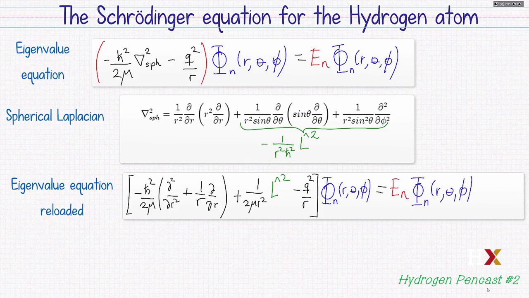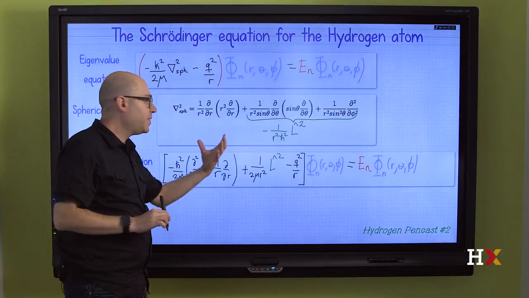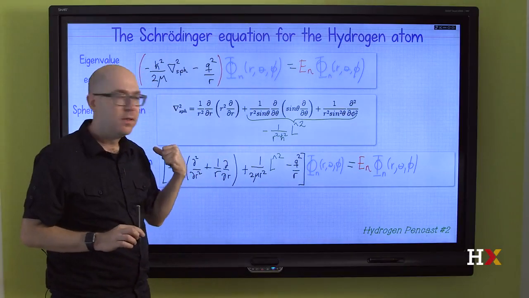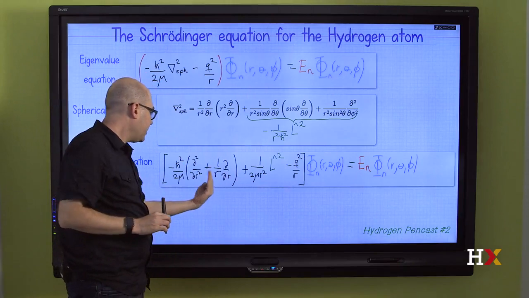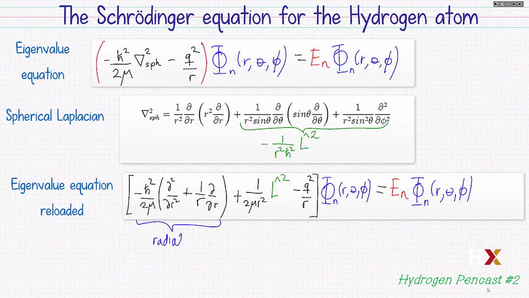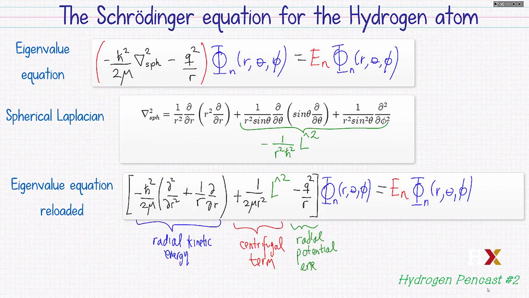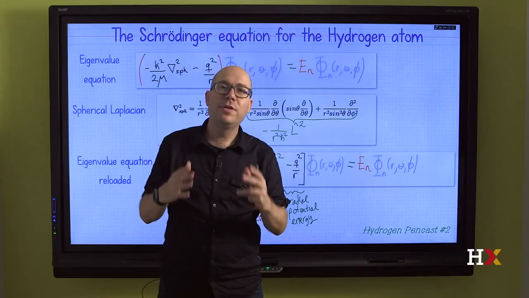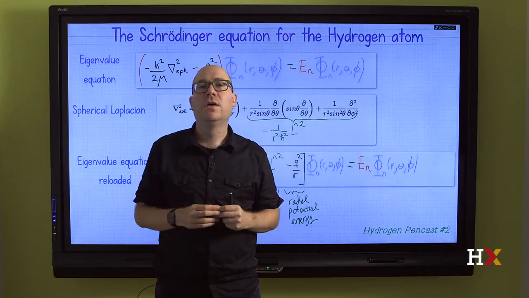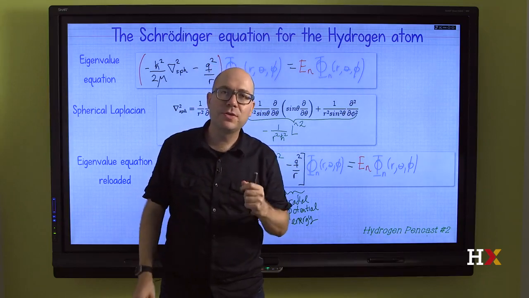And now we can actually think about the energy contribution of these different terms of the Hamiltonian. Here we have all these p's that will correspond to the radial kinetic energy. Then we have the centrifugal force term that has to do with angular momentum. And of course, we have the Coulomb type potential energy. Armed with this, we're ready to solve this equation to find its eigenfunctions and expressions for their eigenvalues.